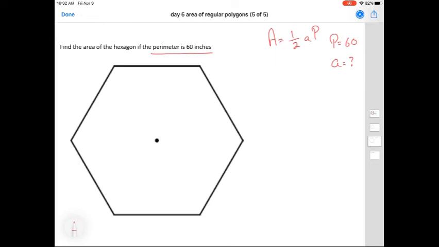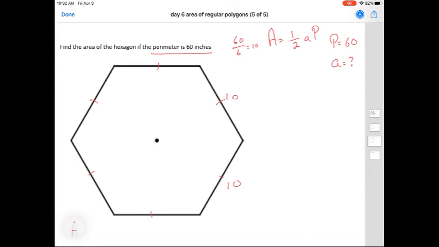So the perimeter is 60 inches, which is telling us that because we know it's a regular polygon, or a regular hexagon, each of these sides is exactly the same. And so if we take our 60 for perimeter and divide by the number of sides, which in this case is 6, that tells us each side length is 10. So that's 10, so on and so forth.